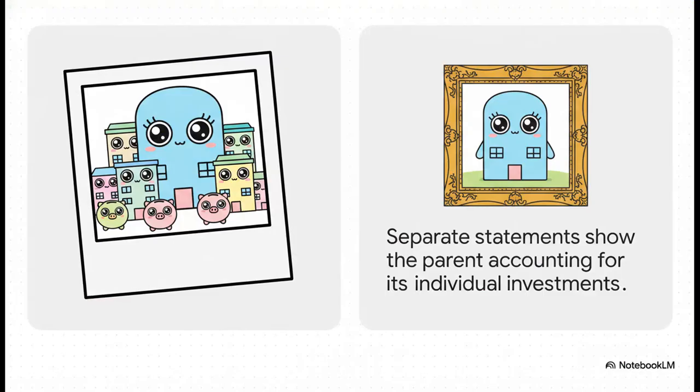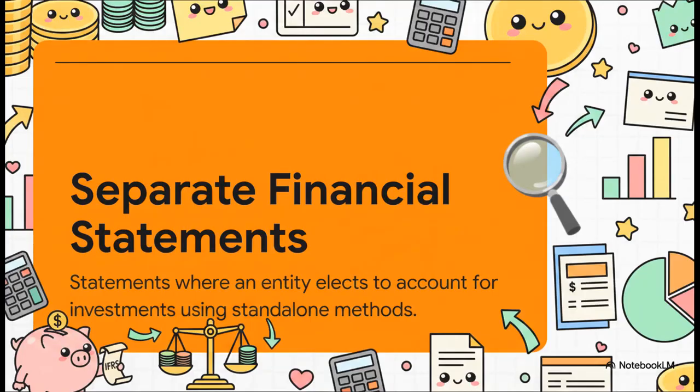It's actually incredibly helpful to visualize the difference between these reporting types. Think of consolidated financial statements as the big, whole family photo. Sure, it's sometimes chaotic, but it shows everyone together as one single economic entity. Separate financial statements, on the other hand, that's the individual portrait. It's just the parent company standing totally alone, accounting for its investments in subsidiaries, joint ventures, and associates using very specific, standalone methods.